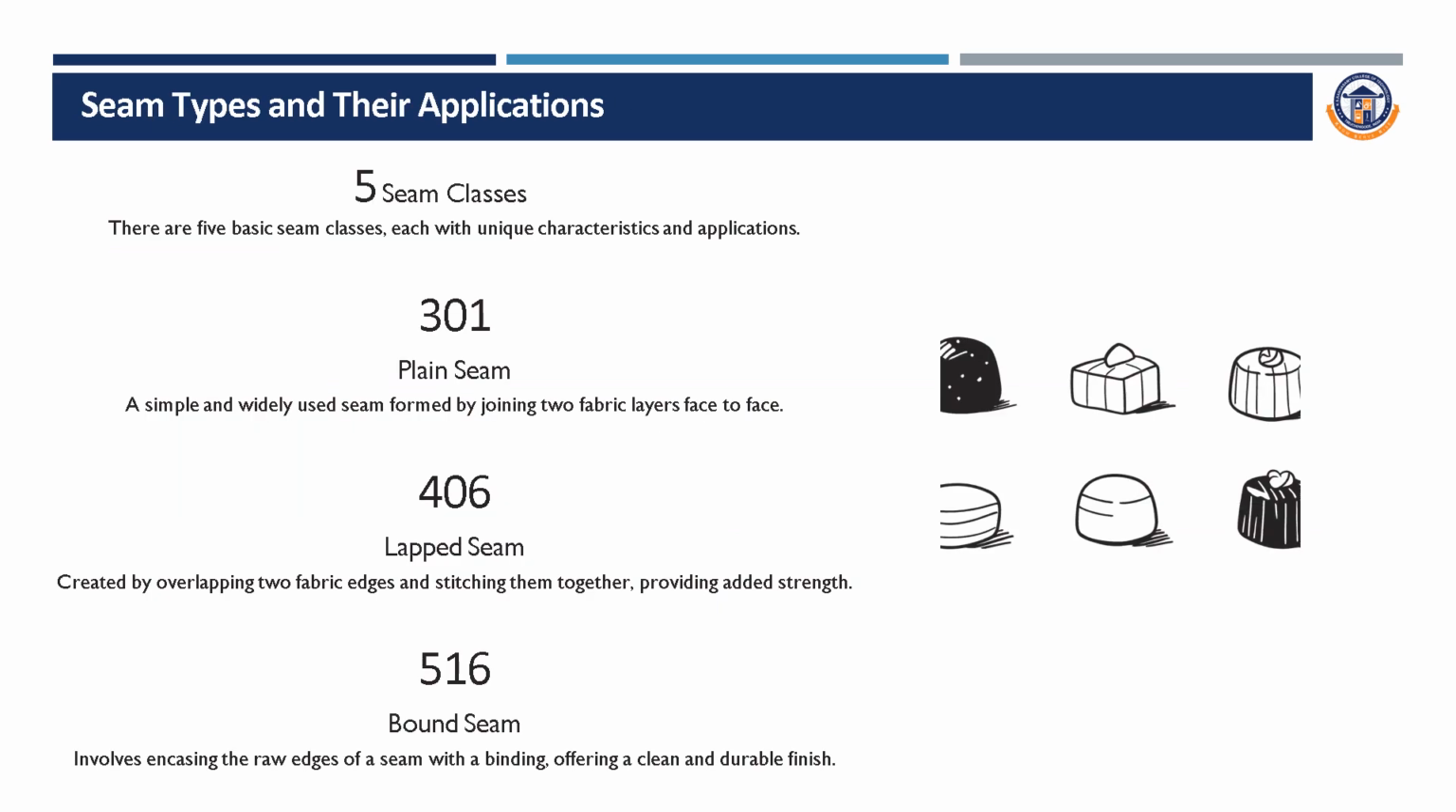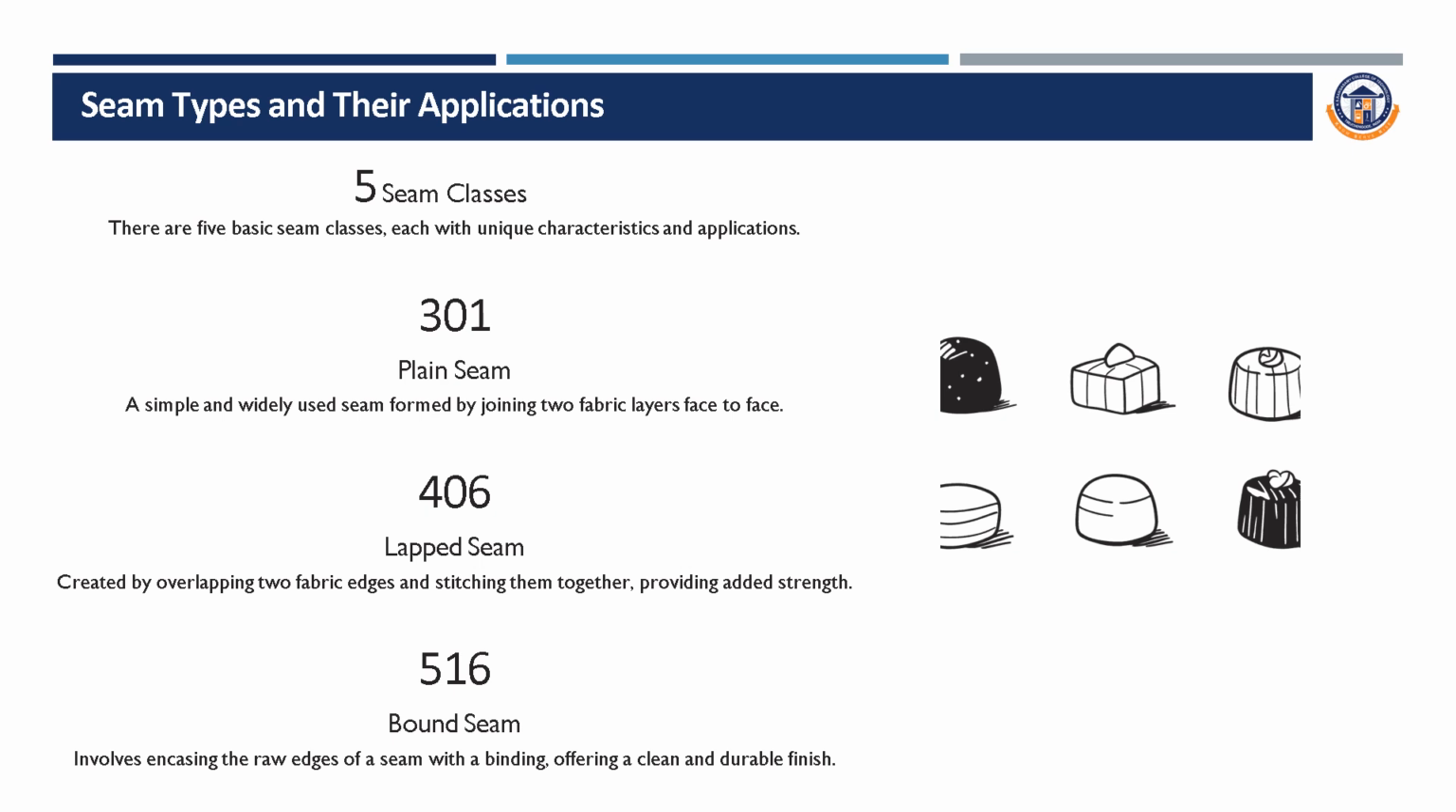Seam types and their applications. The 5 seam classes. There are 5 basic seam classes, each with unique characteristics and applications. Plain seam, that is, plain seam in the sense of plain stitch, right? Single stitch, 301 lock stitch. Simple and widely used, a seam formed by joining 2 fabric layers face to face.